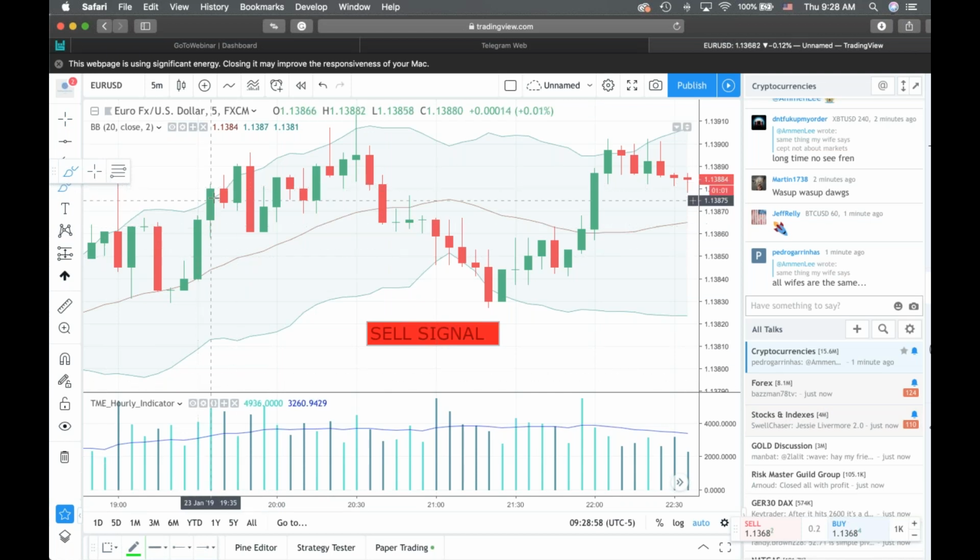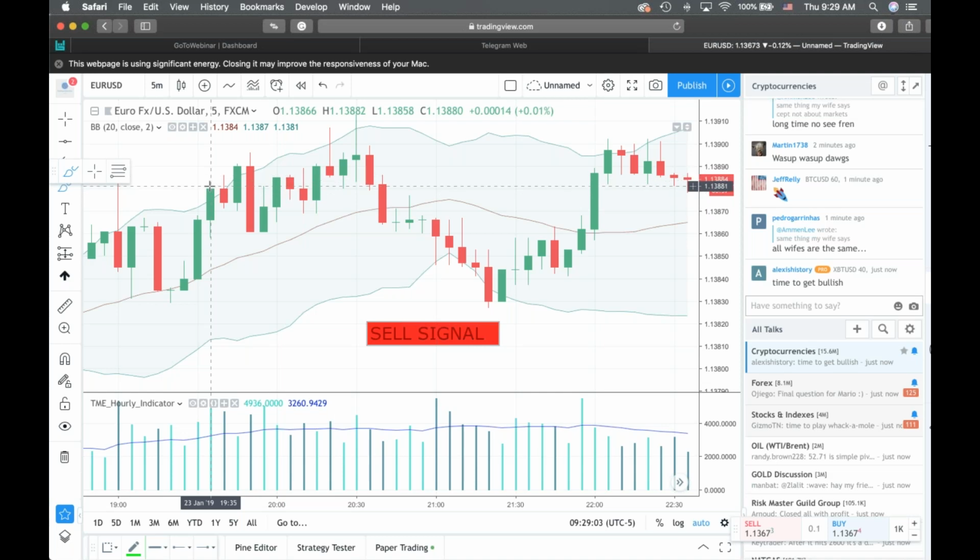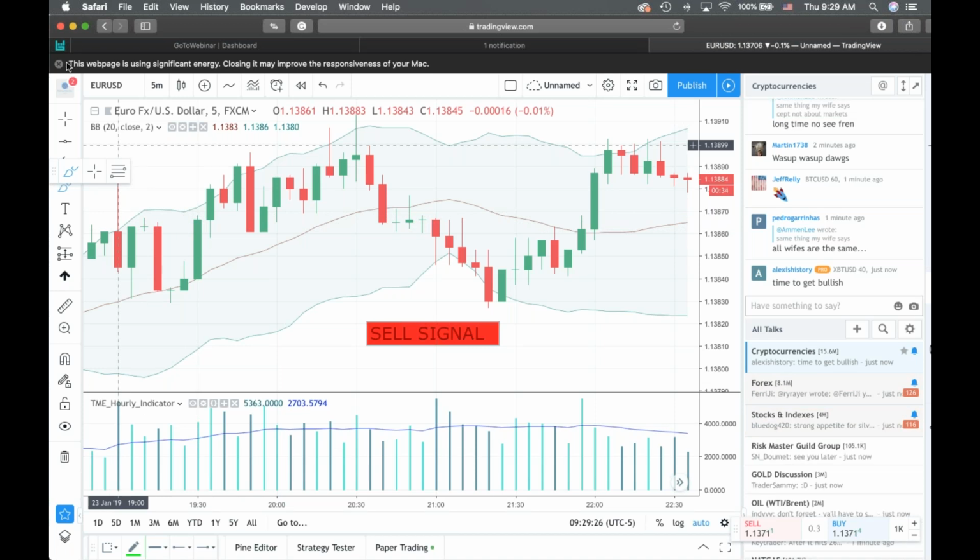So 7:35 at night. We had a bullish candle bursting outside the upper band. Now, because it's a sell signal, we're going the other way around from the buy. So if we buy, we looked for oversold areas. Here we're looking for overbought, because the idea behind it is simple common sense.